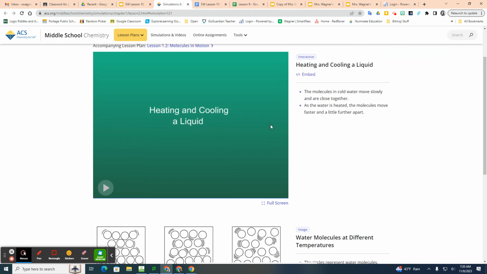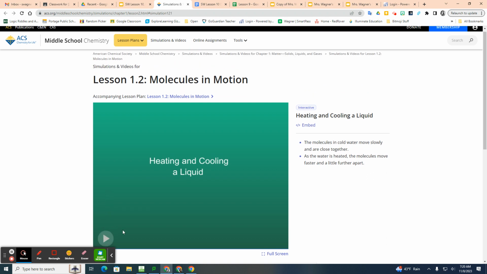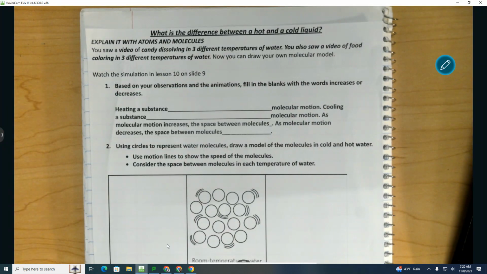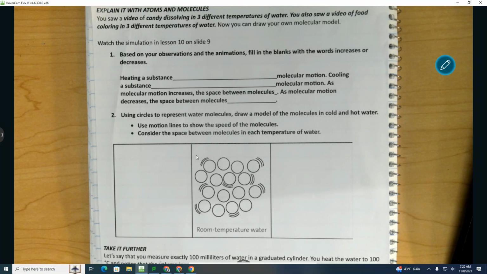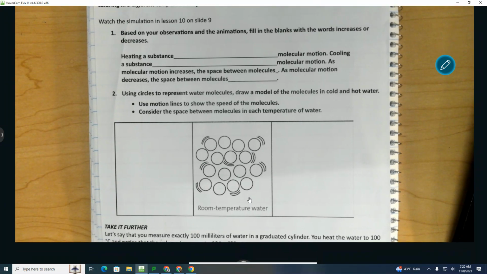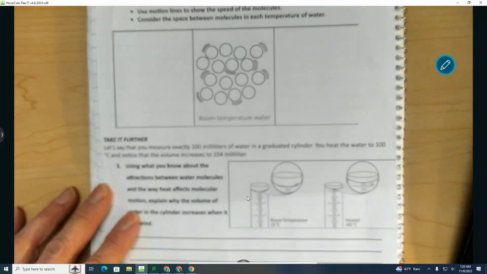Okay. So here's the simulation. You just hit play right there and watch the molecules move. And you can move the temperature bar and make your molecules warmer and cooler. Make some observations. And then you'll go back to your notebook and you will answer number 1. You will do number 2 using circles to represent water molecules. Draw a model of the molecules in cold and then also hot. And we've given you already room temperature. Then you have a question that you're going to answer.